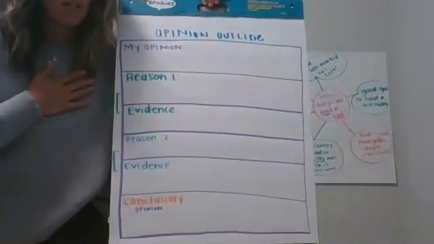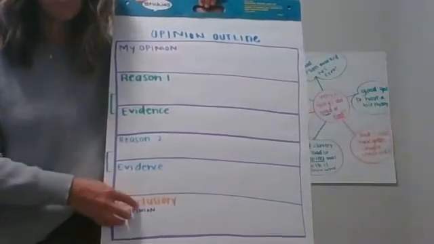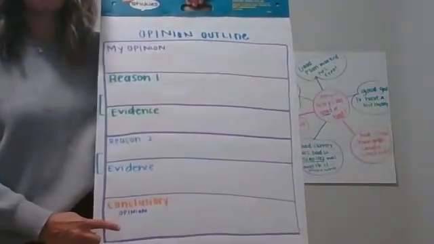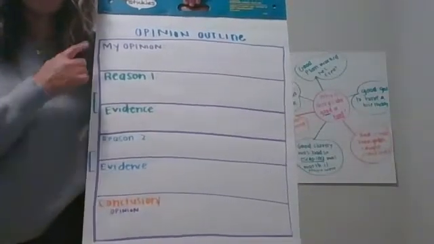I also like to make my different groups into colors so I know what goes together. So I reminded you about our idea of the Oreo cookie. And we know up at the top, we start with our opinion. And at the bottom, we also restate our opinion again. And then we have our reasons and evidence in the middle. So this is going to even go further to help me organize my ideas.